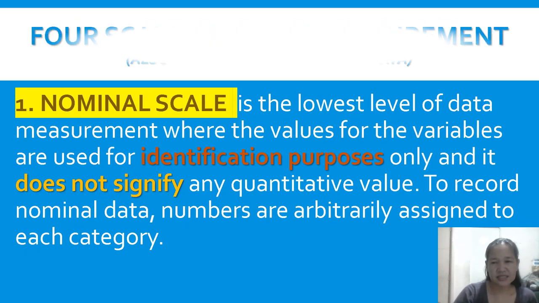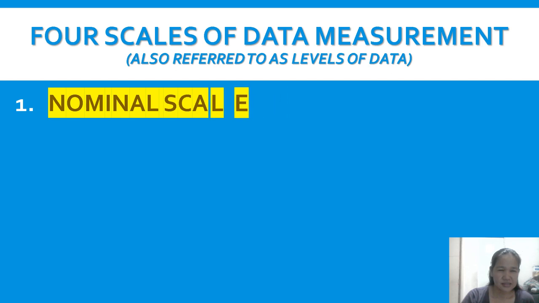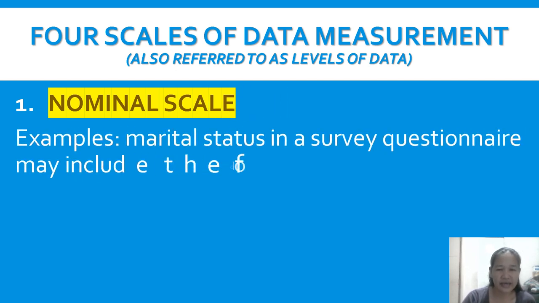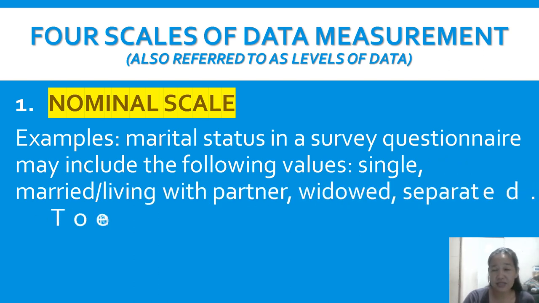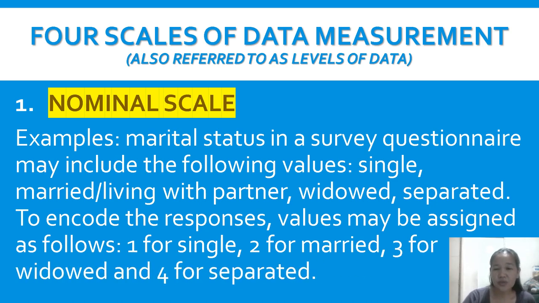Now, in statistics, there are four scales of data measurement, also referred to as levels of data. Number one is the nominal scale. It is the lowest level of data measurement where the values for the variables are used for identification purposes only, and it does not signify any quantitative value. To record nominal data, numbers are arbitrarily assigned to each category. Example of nominal scale is the marital status in a survey questionnaire, which may include the following values: single, married or living with partner, widowed, and separated.